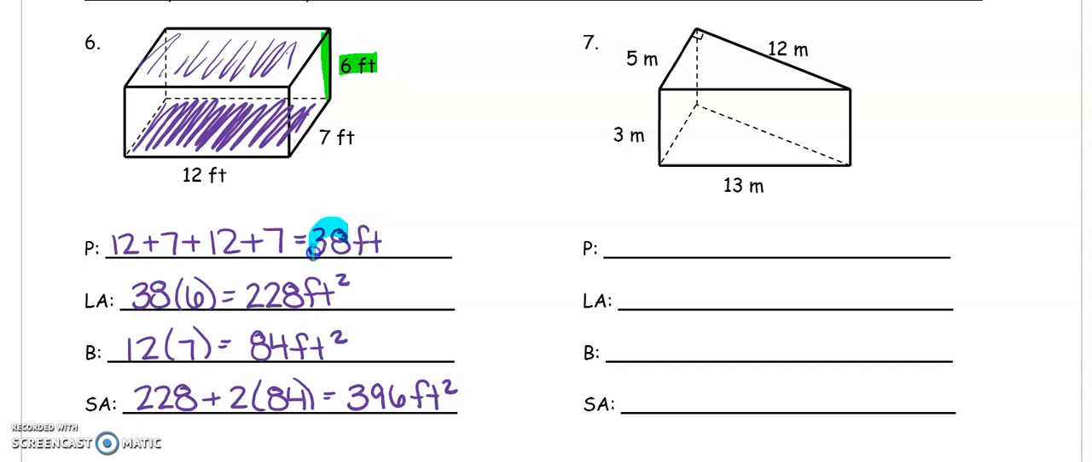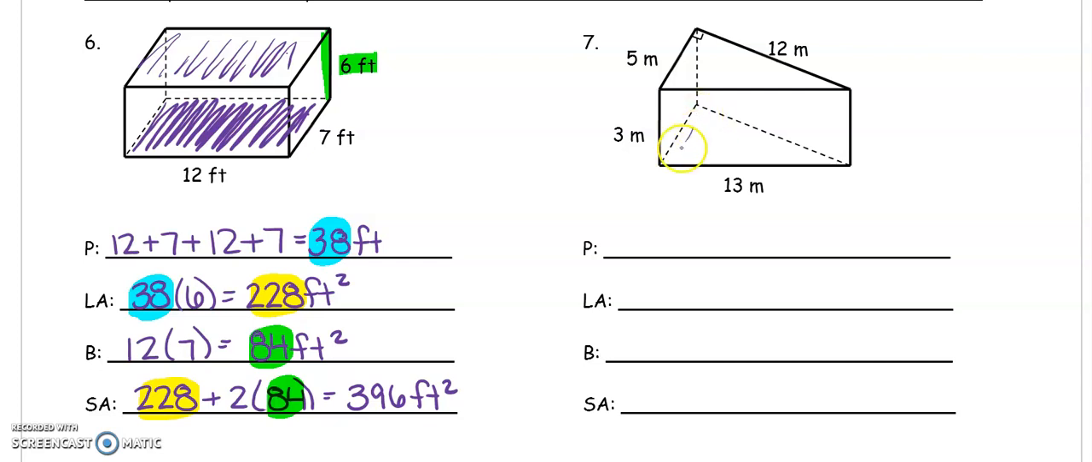So notice here, when I found the perimeter, I used the perimeter again. When I found the lateral area, I used the lateral area again. When I found the area of the base, I used the area of the base again. You're going to see that every single time.